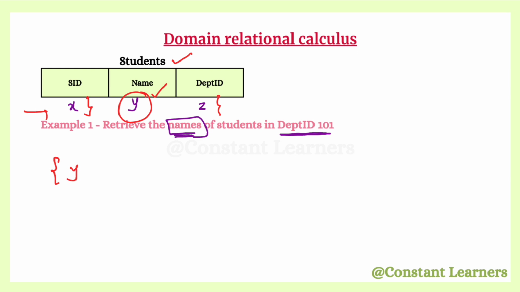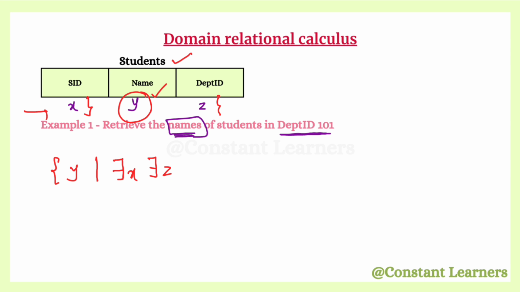Right? Then we give this symbol, which is "such that". Now we have to define the other domain variables also, that is x and z. So here we use the existential quantifier, okay? Why? Such that there exists x, there exists z, right?